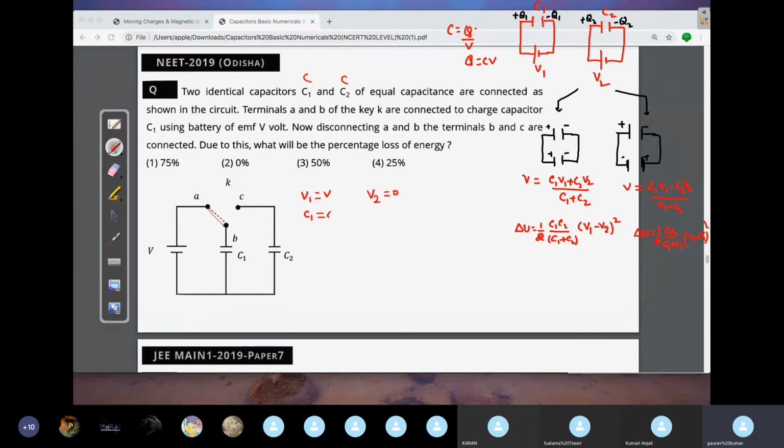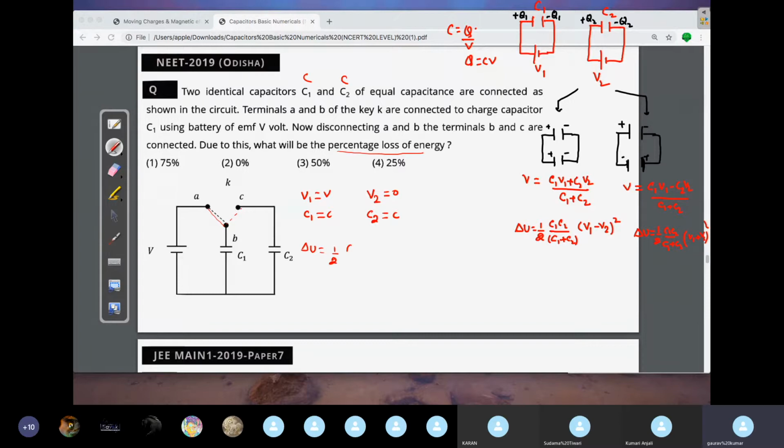C1 is C, and C2 is also C. They're telling you to connect between A and B, then make the connection between B and C. So you will have sharing of charge again. They're asking what will be the percentage loss in energy. Okay, delta U, which formula we will use? We can use any formula. Anyhow, V2 is 0. So what is delta U, the loss in energy?